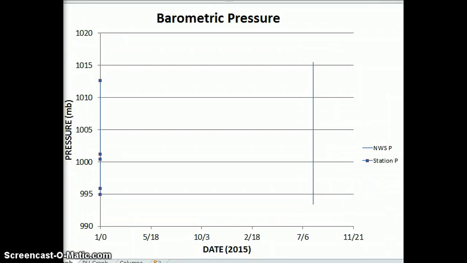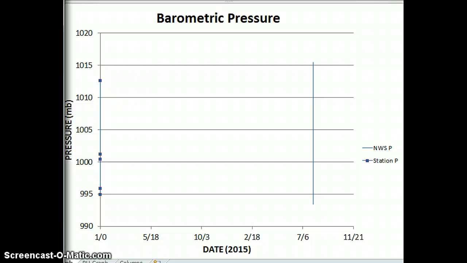Now we're going to take a look at the barometric pressure chart here. On day 1, March 24th, we had a barometric pressure of 1,012.6 millibars and 29.88 inches of mercury. On the second day, March 25th at about noon, we had a barometric pressure of 995.9 millibars and 29.38 inches of mercury.